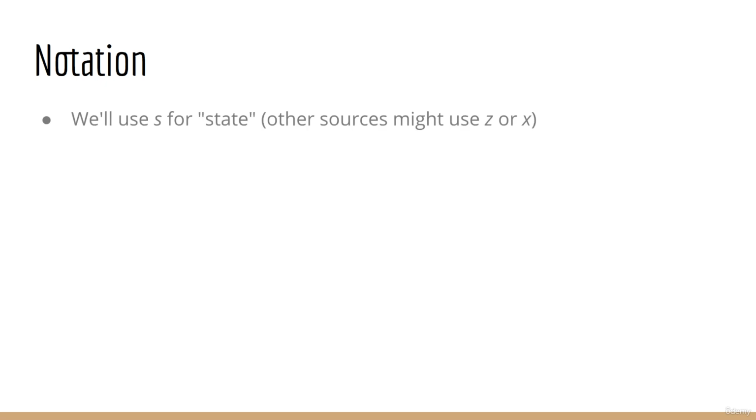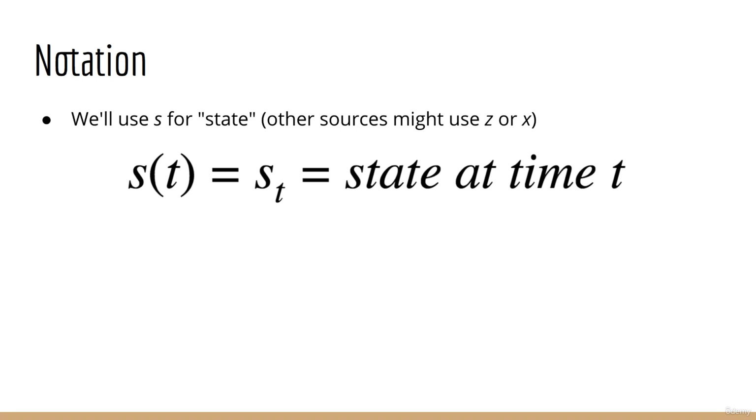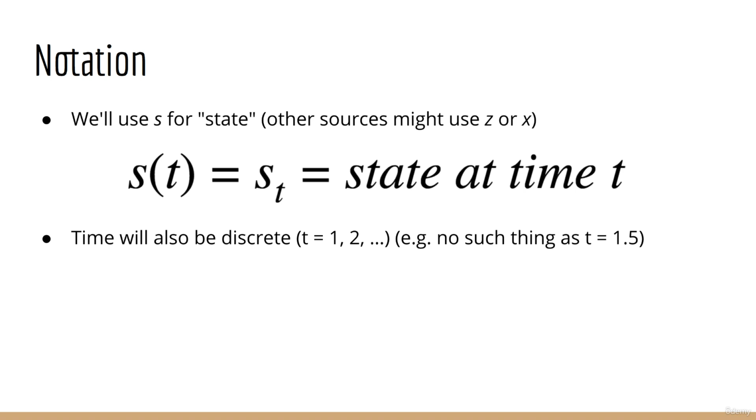In this section, we will use the letter S to mean state. Note that in other resources, you may see other letters being used, such as Z or X, depending on the context. But in this section, we will use the letter S, since that seems to be a neutral symbol. Now, given this letter S, we can use the notation S of t to mean the state at time step t. In this course, time will also be discrete, so we'll have time step 1, time step 2, and so forth. But we won't have something like time step 1.5.